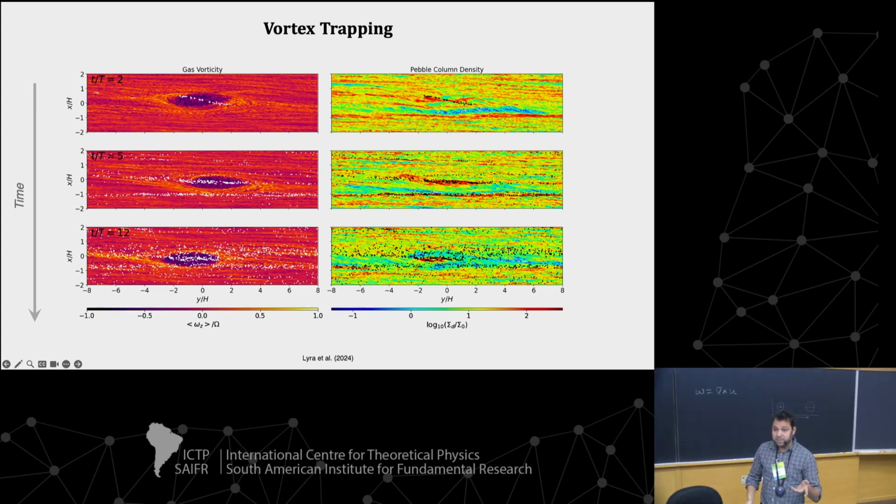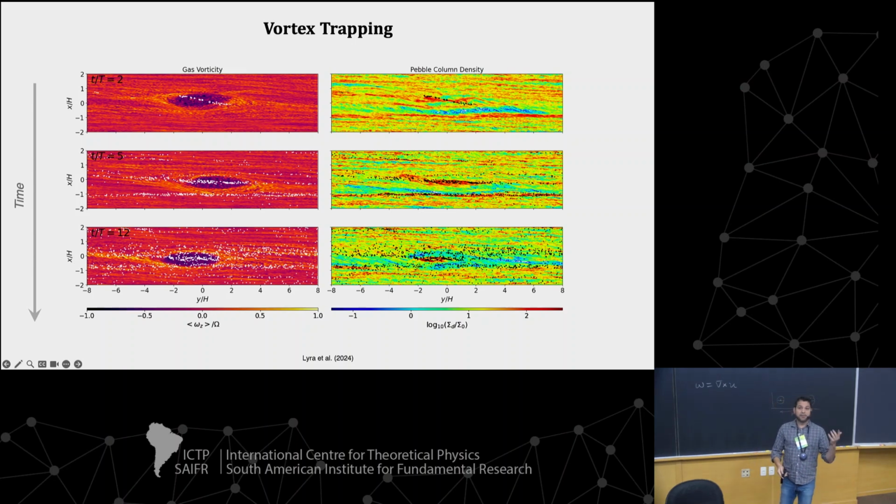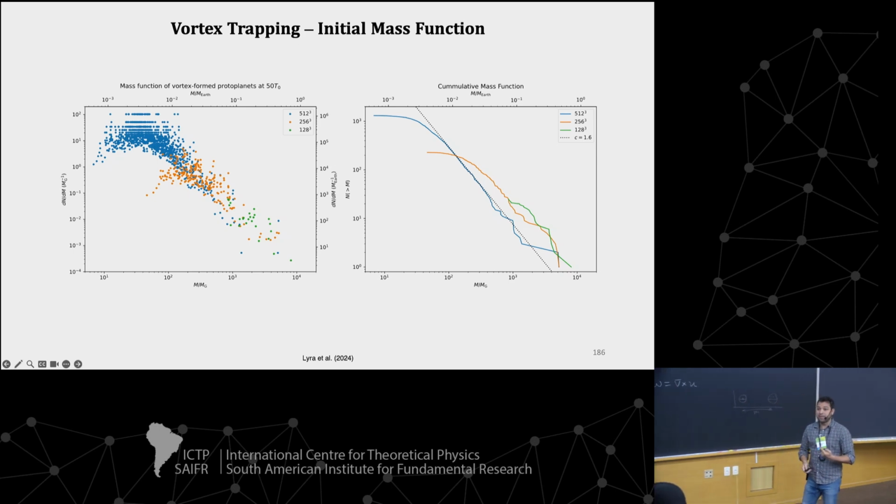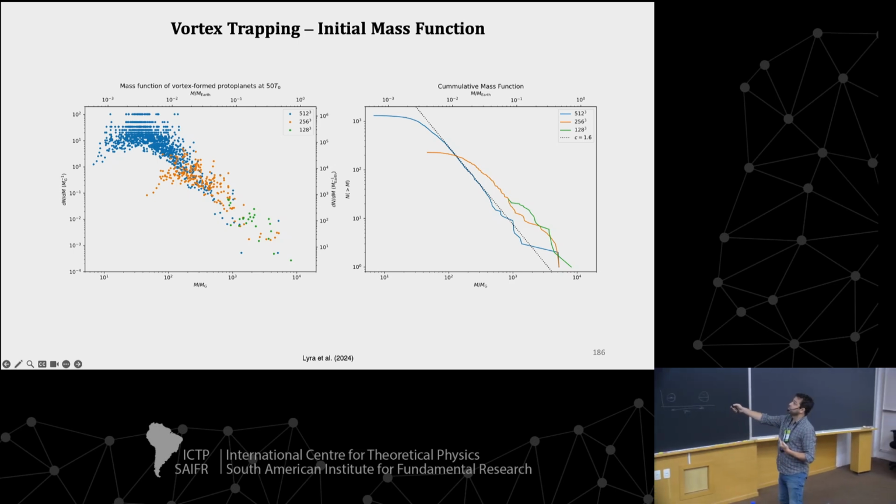Now, why am I calling these planetary mass objects, since I've been saying planetesimals in the past classes? Because when you measure the masses of these things, it turns out that they're extremely massive. These are not planetesimals that are being formed. Look at the masses here, right? This is in units of the mass of the Earth.